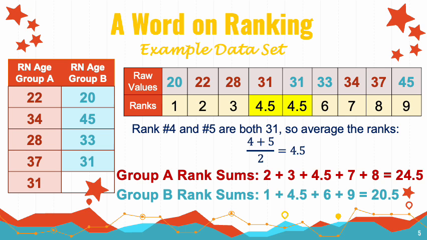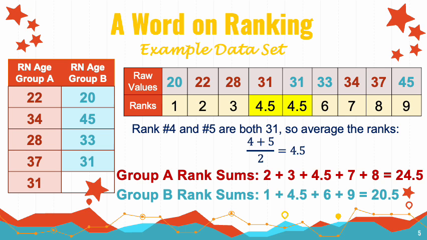The smallest value is 20. It's ranked 1. It's in the first place. The second smallest value is 22. It's ranked 2. It's in the second place. You will notice there are two values of 31.